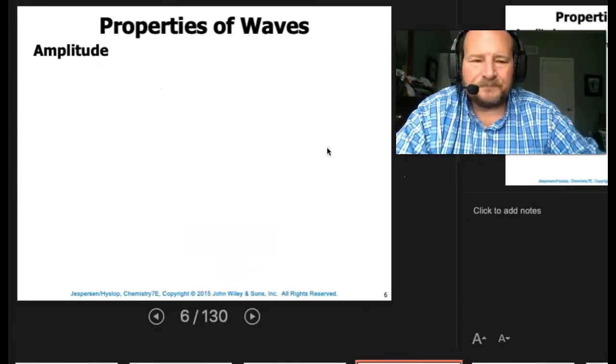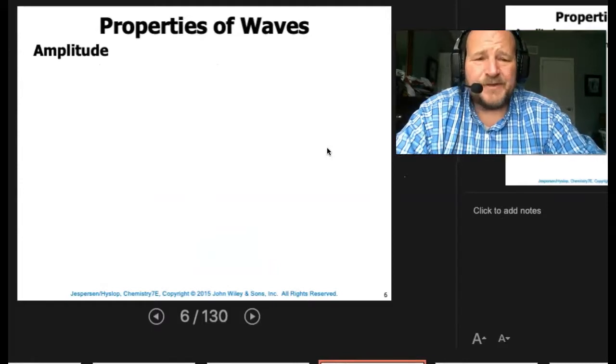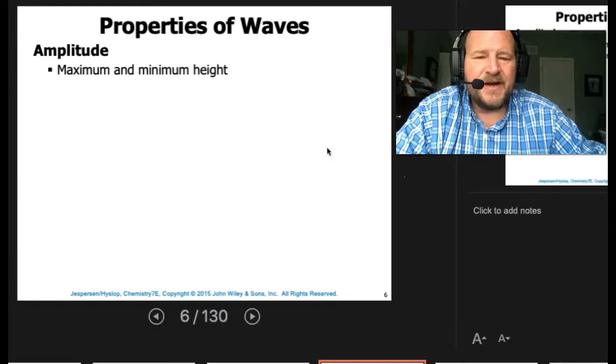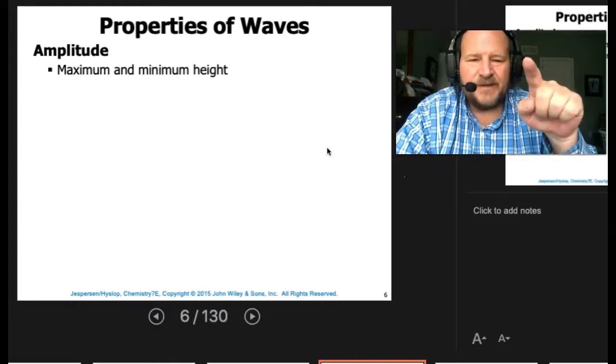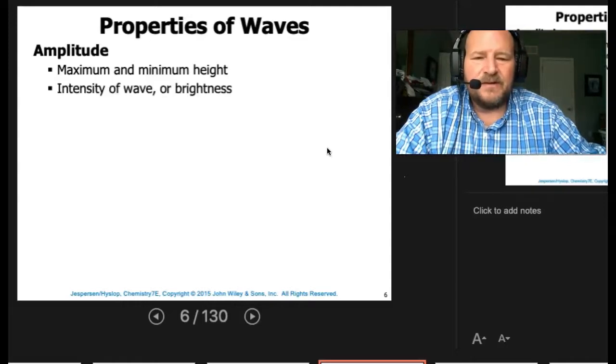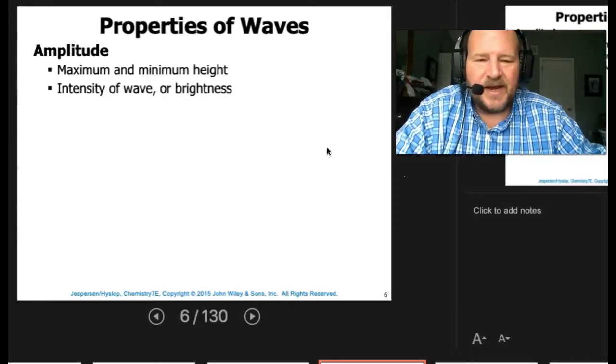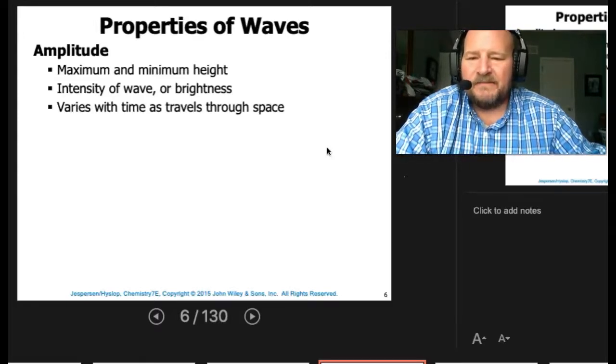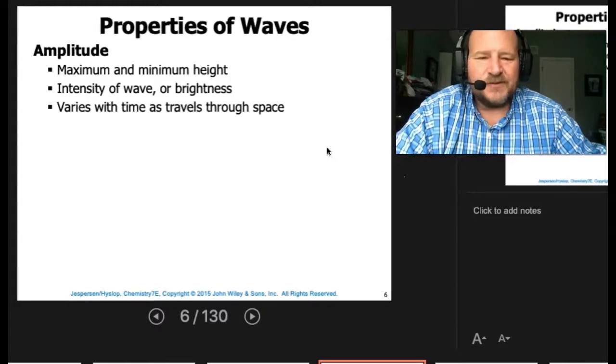All right. The other thing we'll look at is amplitude. Amplitude is the maximum and the minimum height. So if I'm measuring from our line of origin, the maximum peak height would be the amplitude. Okay, that would be the intensity of the wave or how bright it is. All right, you guys are probably more familiar with amps than I am, to be quite honest. It varies with time as it travels through space.